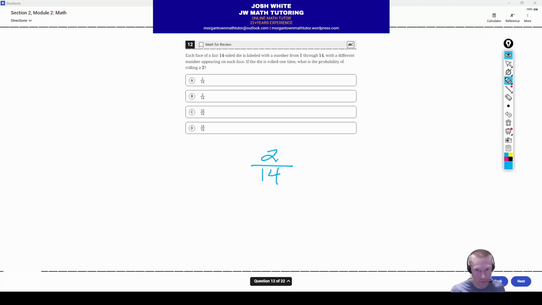So it's not going to be 2 over 14. It's going to be just 1 over 14. Correct answer for this one is letter A. Again, just 1 over 14 because there's one favorable outcome, which is the one side with the 2 out of 14 total outcomes.